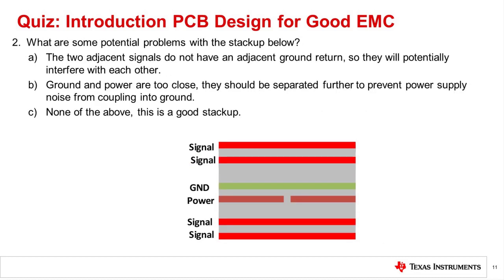Question 2. What are some potential problems with the stack-up below? The correct answer is A. The two adjacent signals do not have an adjacent ground return, so they will potentially interfere with each other. In this case, the signals on the top two layers will reference the ground plane, and all the return currents will mix, causing crosstalk. On the bottom two layers, the signals are referenced to the power plane, and again, the return currents will mix. Also, the bottom layer has a split, which will cause issues if signals cross the split.